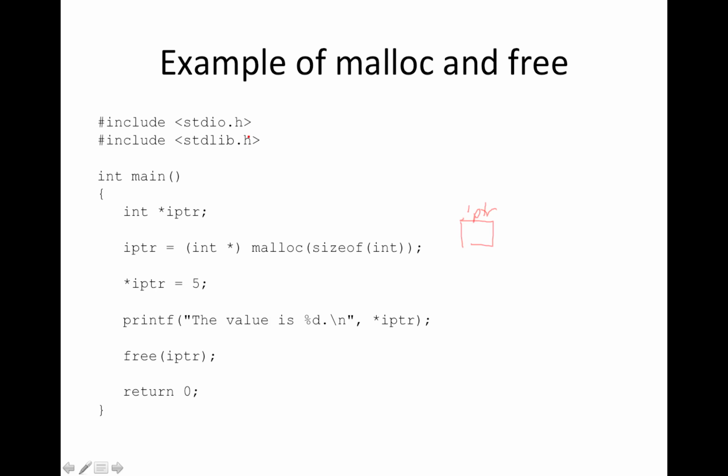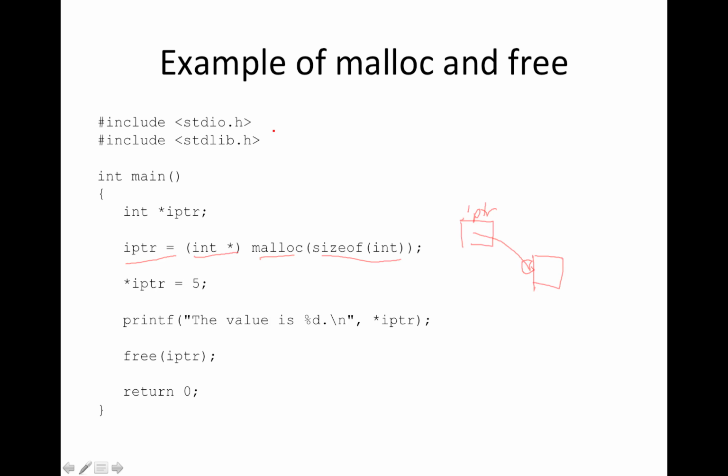And then we're going to use malloc to dynamically allocate enough space in memory for an integer. And then we use the cast operator to force that to be an integer pointer. And we're storing the address that malloc returns in the pointer variable IPTR. So IPTR points to this location.